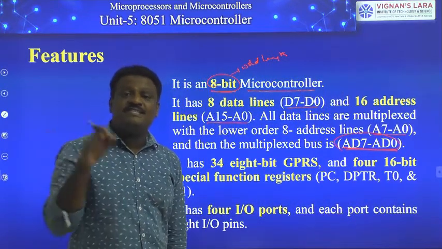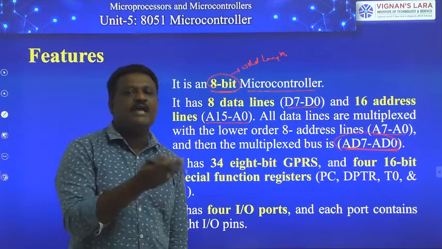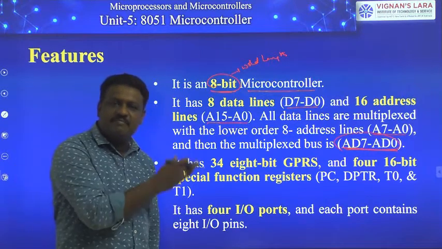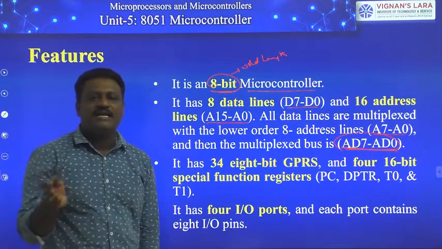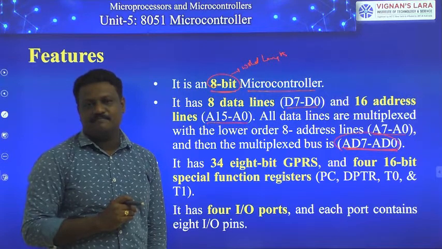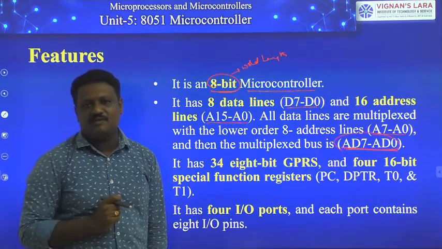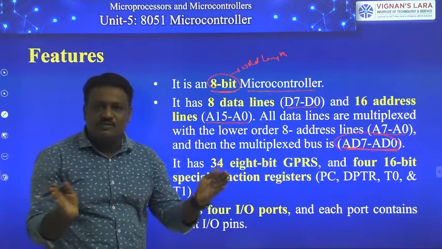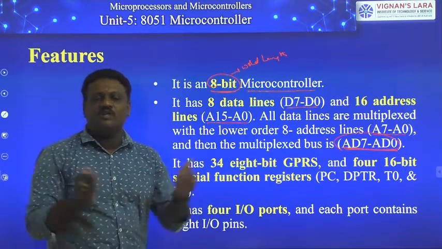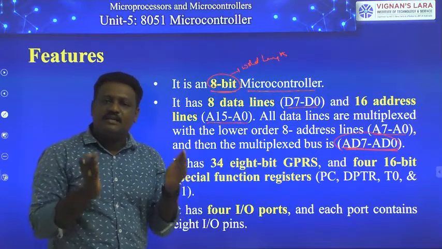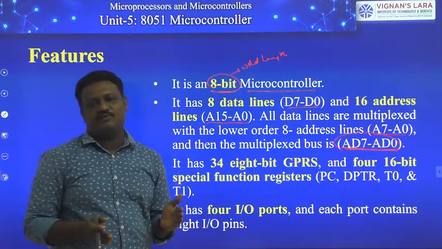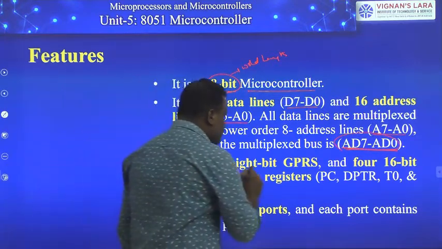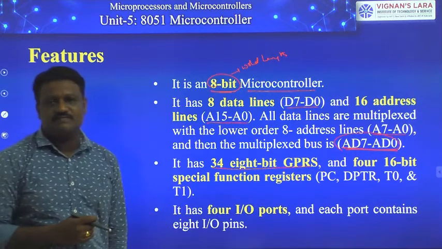That means at one time instant AD7 to AD0 acts as A7 to A0. At some other time instant, the same lines AD7 to AD0 act as D7 to D0. So that is called time division multiplexing. Why are we going for this multiplexing? The simple reason is to reduce the size of the IC. In order to reduce the size of the IC, the number of signals of the IC must be reduced. So that's the reason.